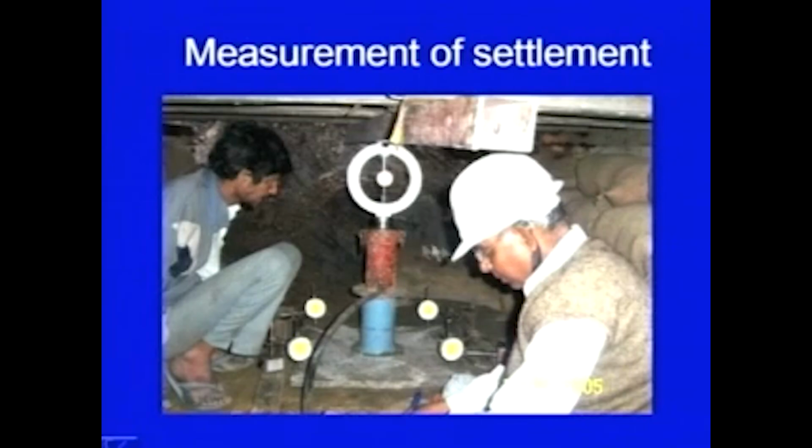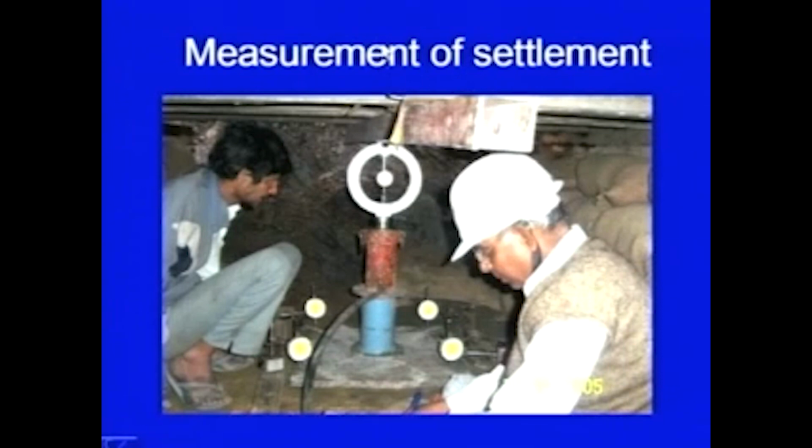Here I have shown how we take the settlements, measure the settlements. At the top somewhere here the platform is there, this is a cross girder and here it is the proving ring. This is the dial gauge which reads the proving ring to give you the load, and these are the spacers. Sorry, this is the spacer, this is a hydraulic jack. Using this hydraulic jack the load is being applied.